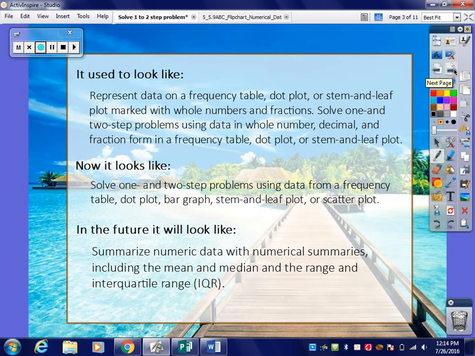So last year, you were able to represent data on a frequency table, dot plot, or stem-and-leaf plot marked with whole numbers and fractions, and solve 1- and 2-step problems using data in whole number, decimal, and fraction form in the frequency table, dot plot, or stem-and-leaf plot. This year, you will solve 1- and 2-step problems using data from frequency tables, dot plots, bar graphs, stem-and-leaf plots, or scatter plots. And next year, you'll use that information to summarize numerous data with numerical summaries, including the mean and median and the range and interquartile range, the IQR.